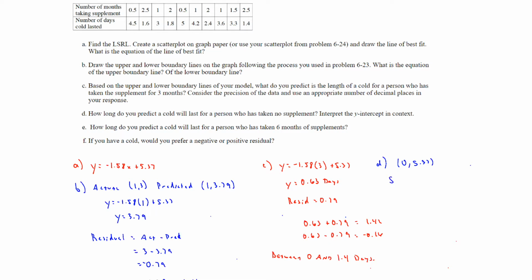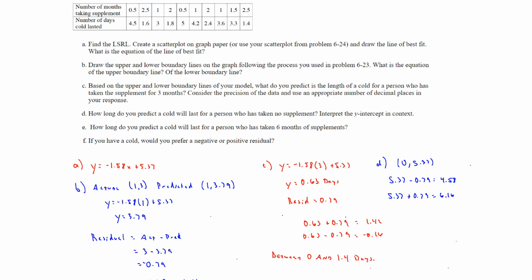So we want to take 5.37 and subtract 0.79. I'm going to take 5.37 and add 0.79. And that'll kind of give us that range if they do not take a supplement. So if we take 5.37 and we subtract 0.79, we get 4.58. And if we take that 5.37 and add 0.79, we will get 6.16.